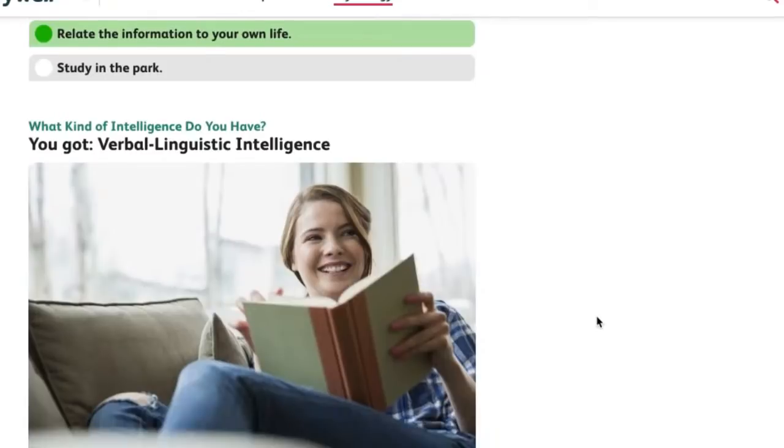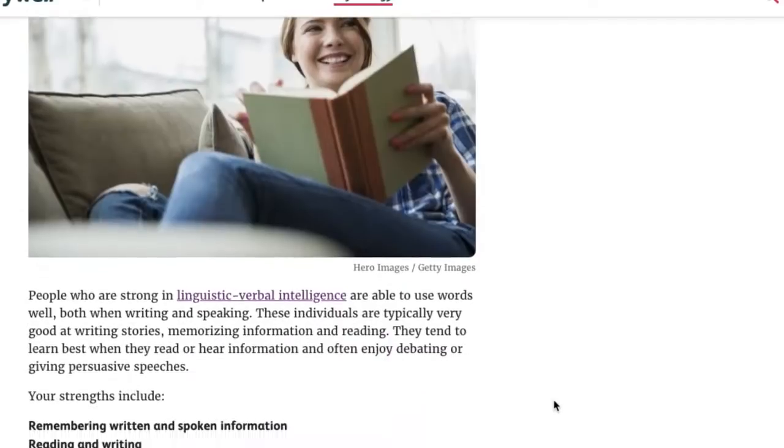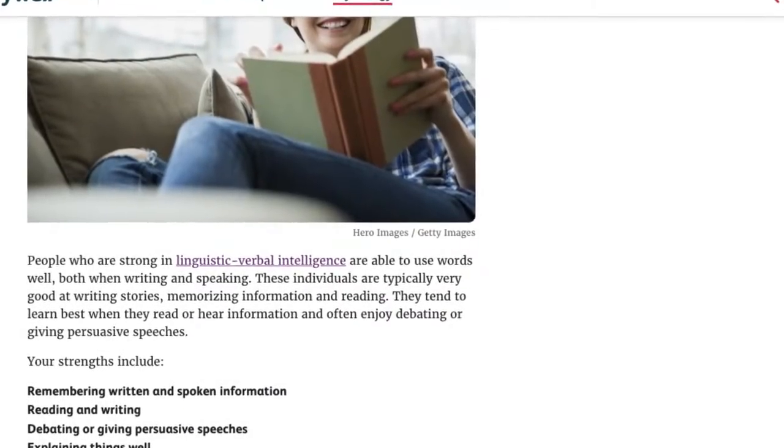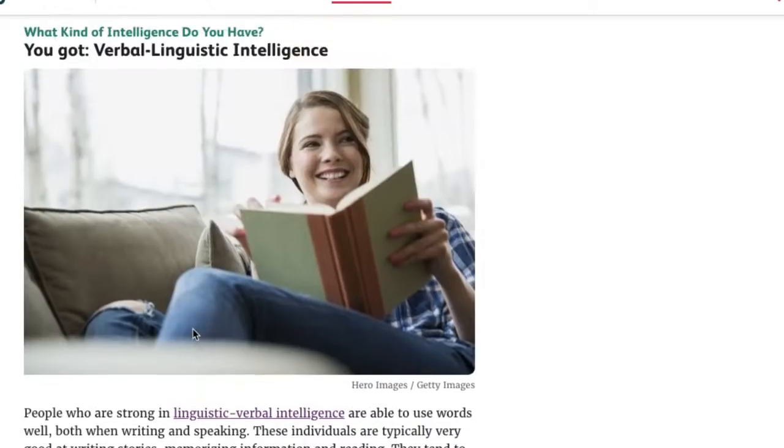And here's the answer. I am verbal linguistic intelligence. What does it say? I am able to use words well, both when writing and speaking. Typically very good at writing stories, memorizing information and reading. They tend to learn best when they read or hear information. They enjoy debating or giving persuasive speeches. I think that's true, actually. There you go. That's me.